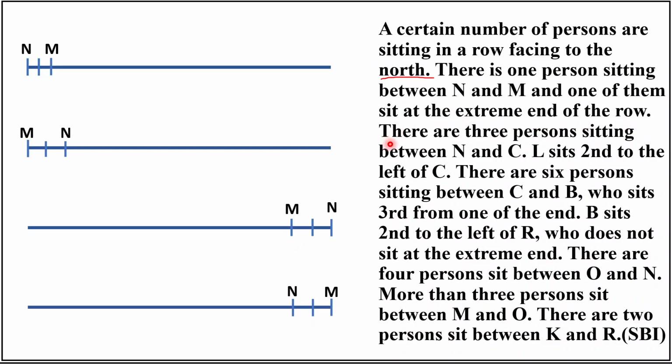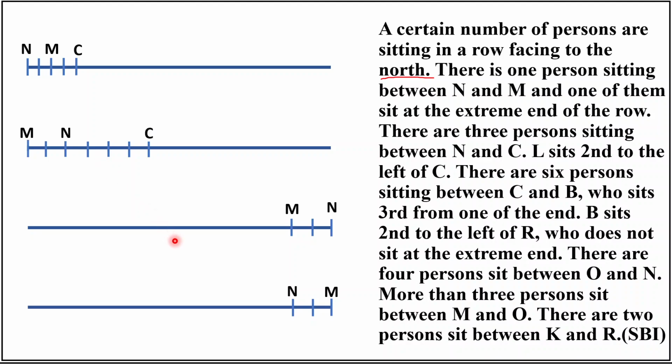Okay, let's proceed. There are three persons sitting between N and C. Okay, three persons are between N and C. So see, in case number 1 already two people are sitting. So we will place one more person and then C. Now going to case number 2, three persons, then C.